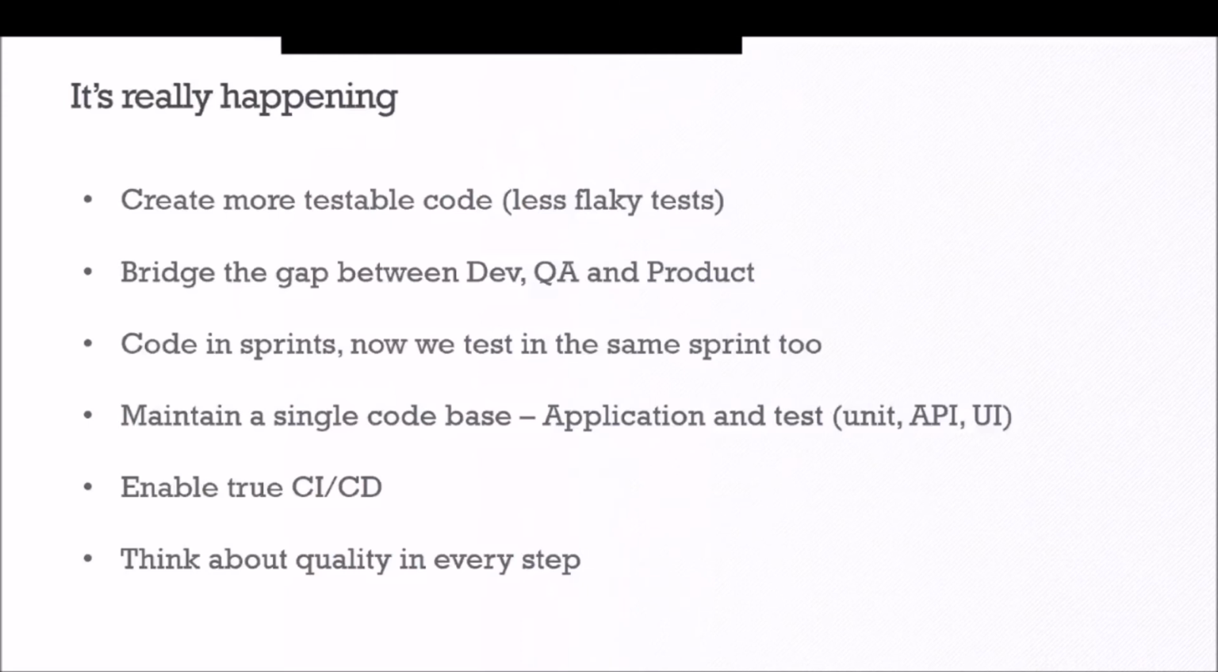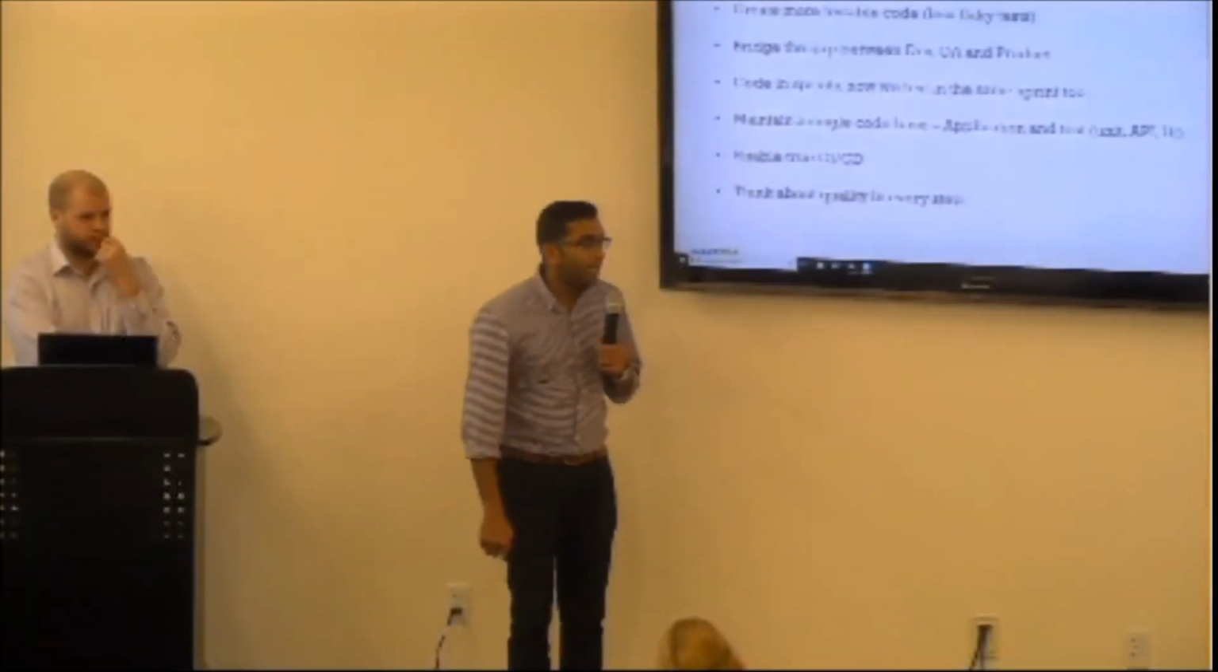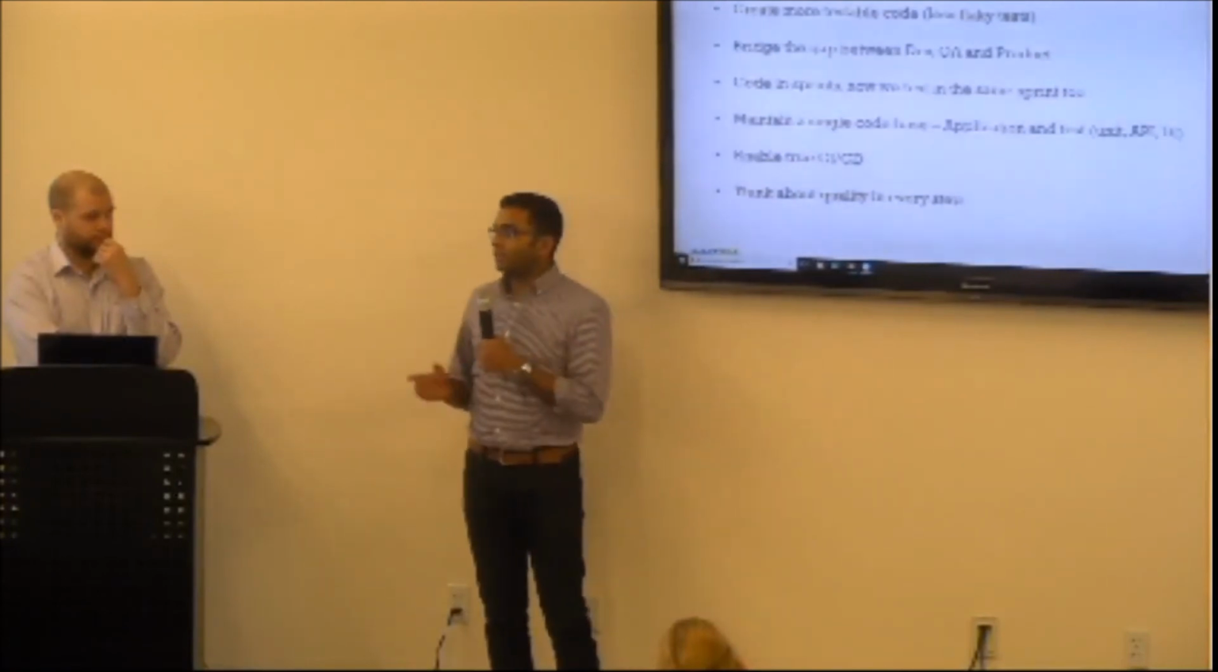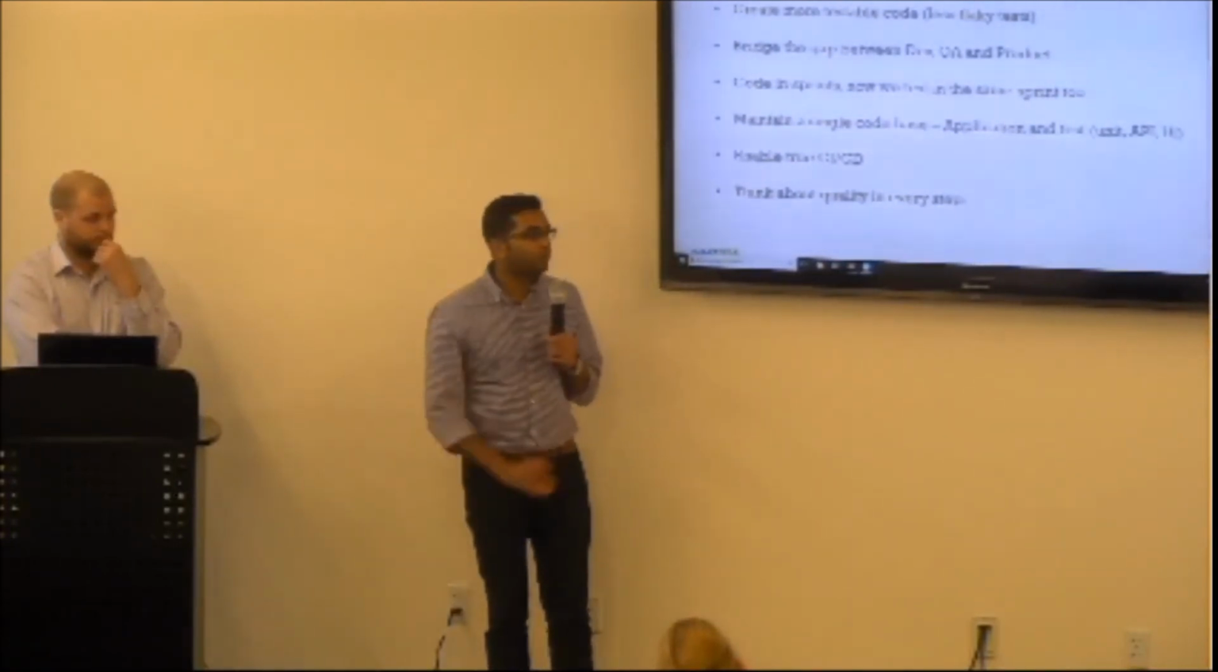Collaboration between different people, developers, QA, and the product team. I think that was one big feedback that we got. A lot of developers said that they code in sprints, right? Which is the whole agile methodology. And now they can test in the same sprint too, with them getting involved early on in the cycle. A couple more things: with continuous integration, maintaining a single code base is just easier to manage, easier to maintain. And the most important thing is quality is thought about in every step of the process.